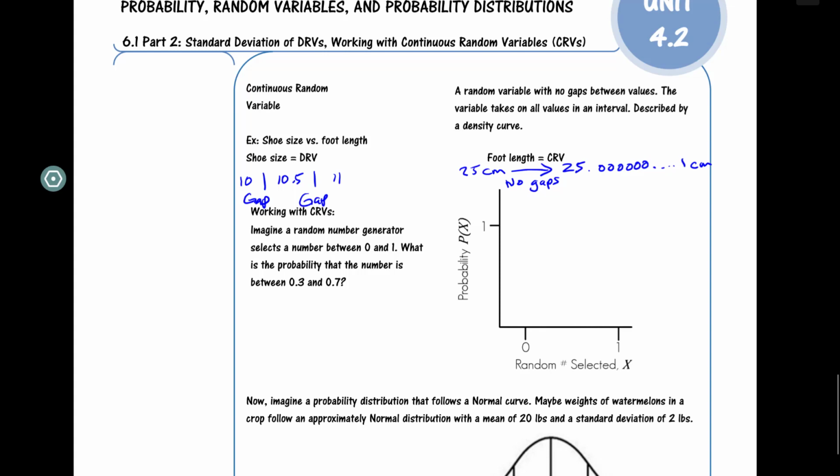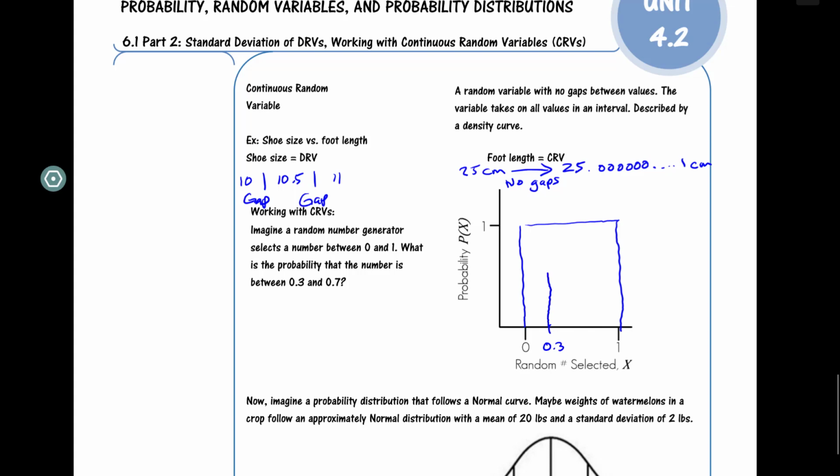One of them might be described by using a random number generator. And we select a number between 0 and 1. We want to know what's the probability that a number is between 0.3 and 0.7. Well, a random number generator is going to say that every single number is going to be equally likely. So they'll have the same probability of being selected. 0 has just as likely a chance of being selected as does 1, as is the same probability as 0.3.